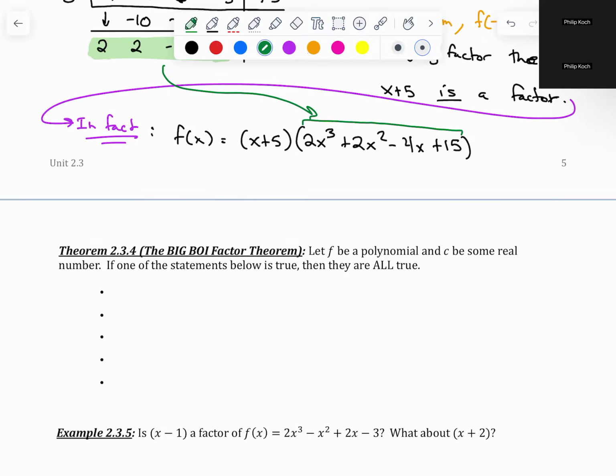Anyways. So this is the factor theorem. All of these statements are true. If one of them is true, then all of them are true. Let f be a polynomial and c be some real number. Then, if f of c equals 0, that's one option. f of c equals 0 would mean that x minus c is a factor of f.